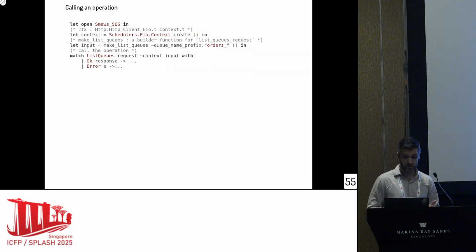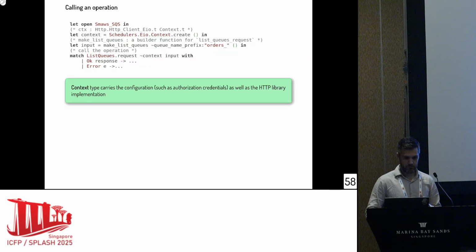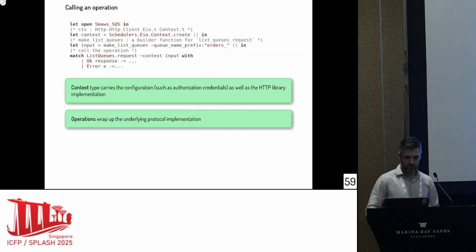If we look at the operation call, there's three main concepts that stand out to be able to invoke a service API. There's the context. This carries the configuration, it carries the authorization credentials, as well as the HTTP library itself. But it can be provided with default parameters to initialize it, with sensible defaults. The operation itself wraps up the underlying protocol implementation to call the service API.